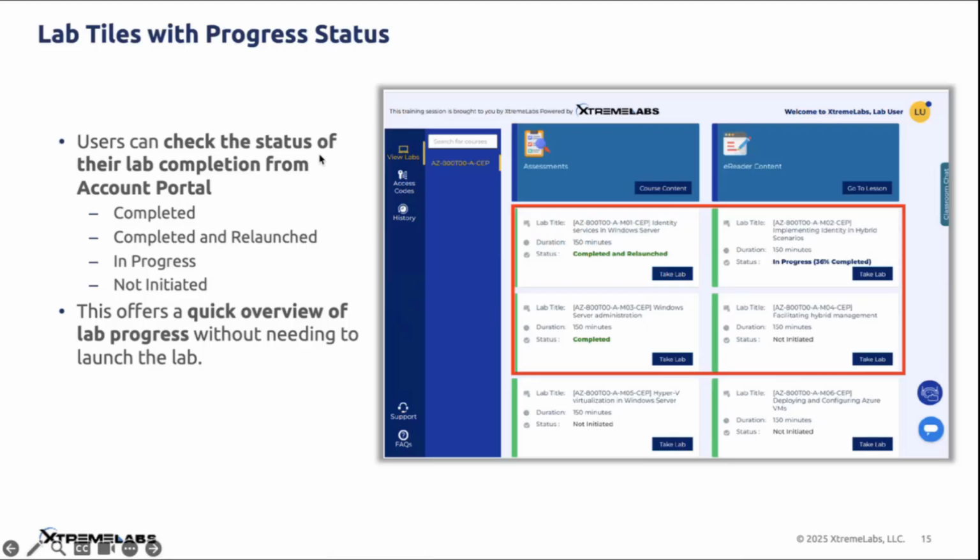Then the lab tiles also provide progress status for the labs. The progress status include 4 different options. So completed and relaunched, then completed, in progress with a percentage of how much the lab has been completed, and then not initiated. This offers a quick overview of the lab progress without needing to relaunch the lab.